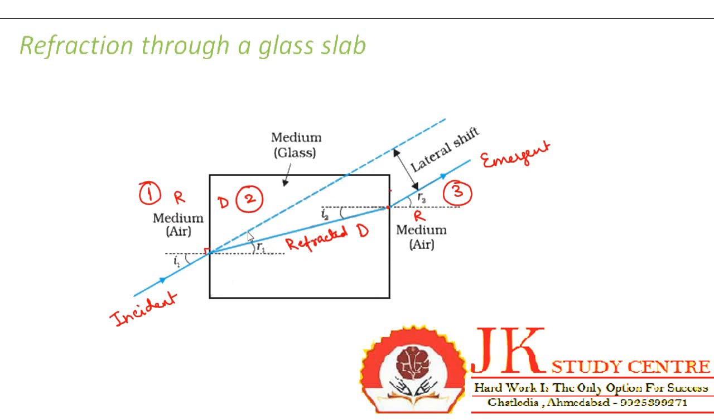Now what do you see? You observe one interesting thing: if you assume that there had been no glass slab, your incident ray would have moved straight like this. If there would have been no glass slab and somebody observed, he would have observed this incident ray, right? But now if you place a glass slab, the ray which is coming out is this emergent ray and this emergent ray will be visible to somebody who is observing it.